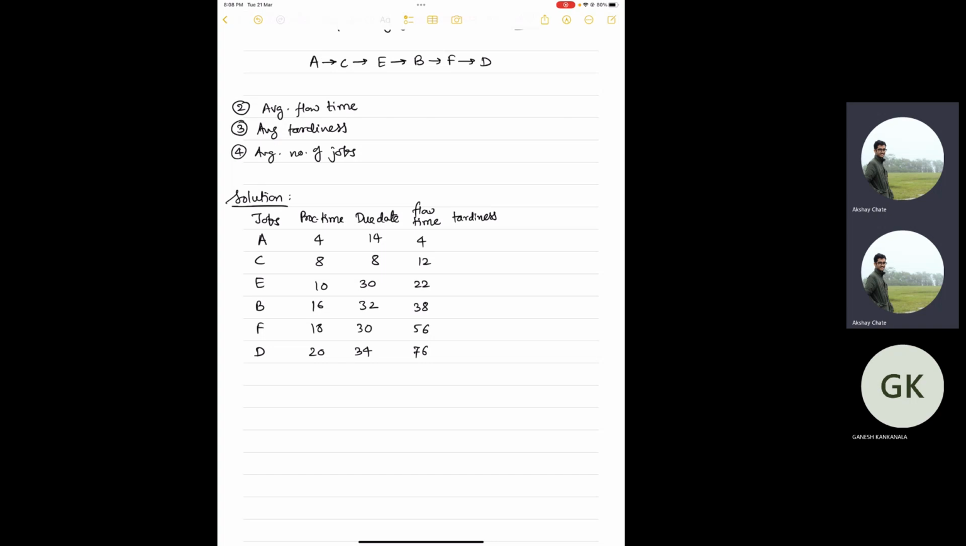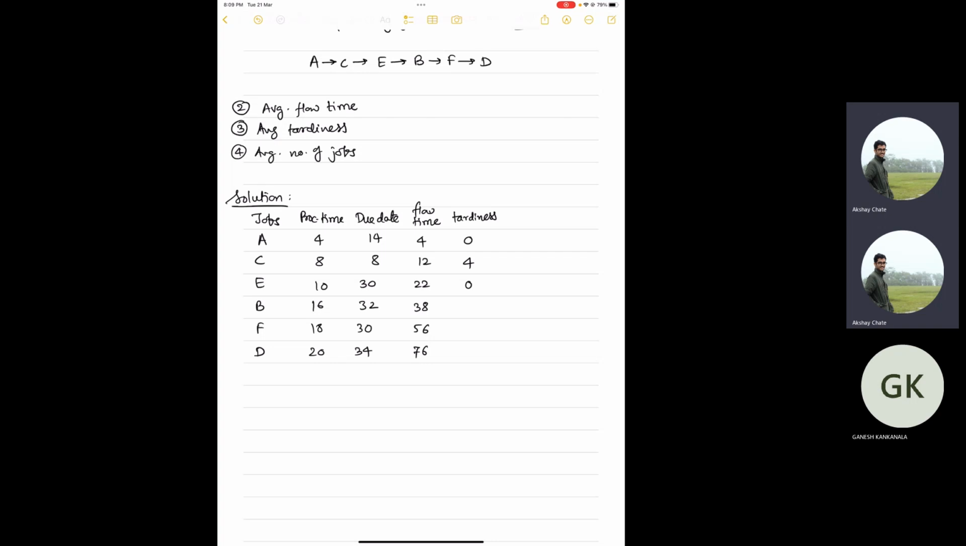For example, for job A, you need 4 days, but you have a due date of 14 days. So you don't have any tardiness, right? You have zero because there is no delay. But in case of C, your completion time or flow time is 12, but your due date is 8. So you are late by 4 days, so your tardiness becomes 4. And for E, you can finish it in 22 days, but you need to give it in 30 days. So there is no tardiness. You have 8 days of extra. That is what slack is. We'll discuss that later.